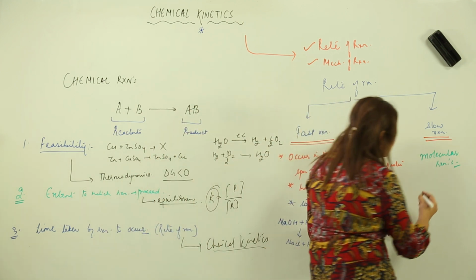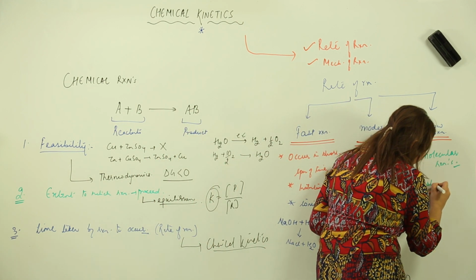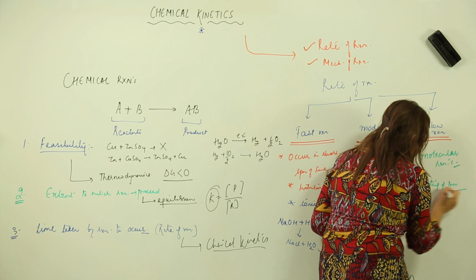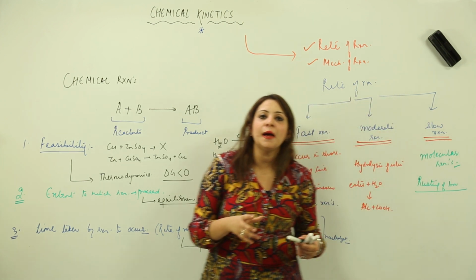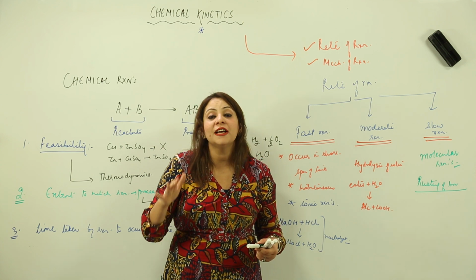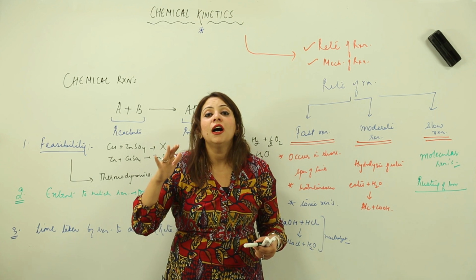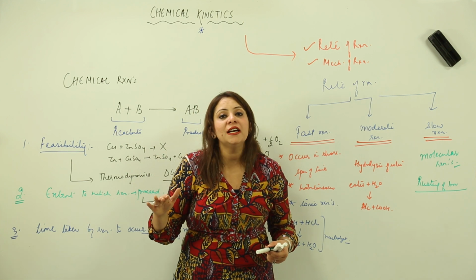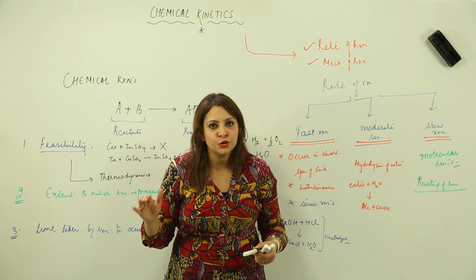The example is the rusting of iron. As you all know, if we keep iron in moisture, a rust-colored layer is going to deposit on it. That means rusting takes place. That is the formation of a thin layer of Fe2O3.xH2O, that is rust.